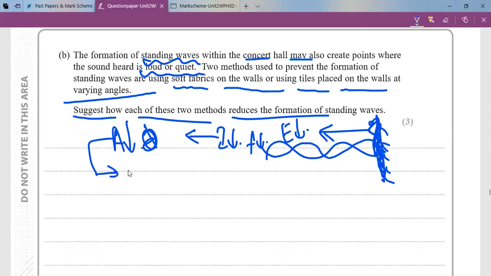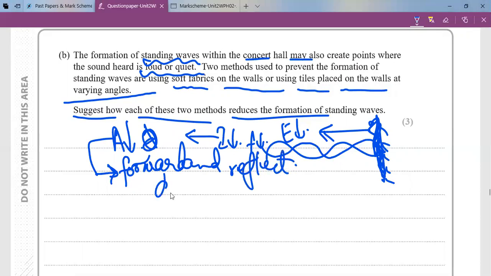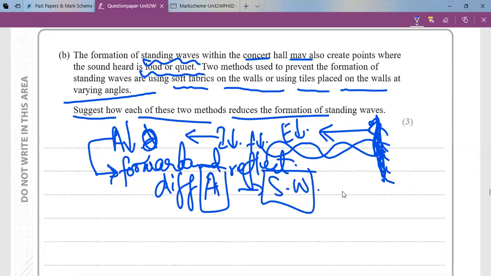And if the amplitude decreases, then the forward and the backward waves will not have the same amplitude. The forward wave and the reflected wave will have different amplitudes. And if their amplitudes differ, then standing waves are prevented, because for standing waves, they must have the same wavelength, type, frequency, everything.